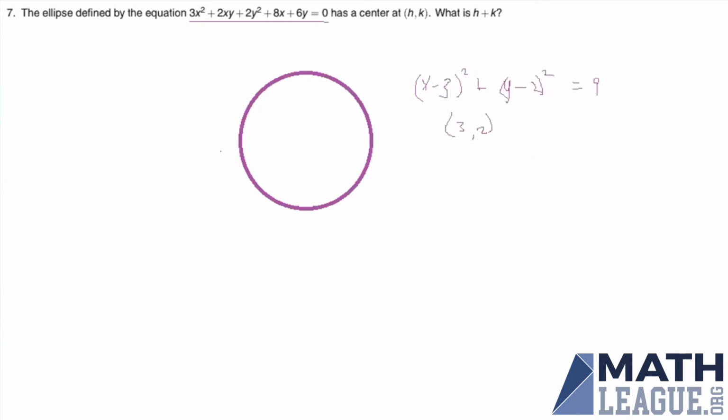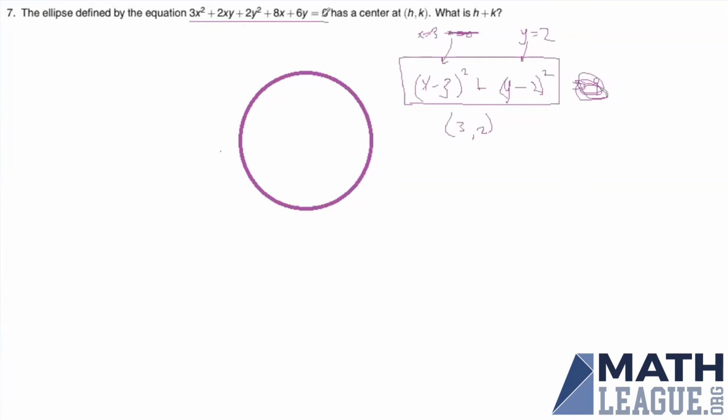Now, if I told you to ignore the right-hand side, forget about this 9, and take a look at the left-hand side, where is this quantity minimized? Well, this is just the sum of 2 squares, right? So this quantity is minimized when both squares are 0. That is, when x minus 3 equals 0, which is when x equals 3, and y minus 2 is 0, or y is equal to 2. And so now you see that the center of the circle is exactly where this expression is minimized, right?